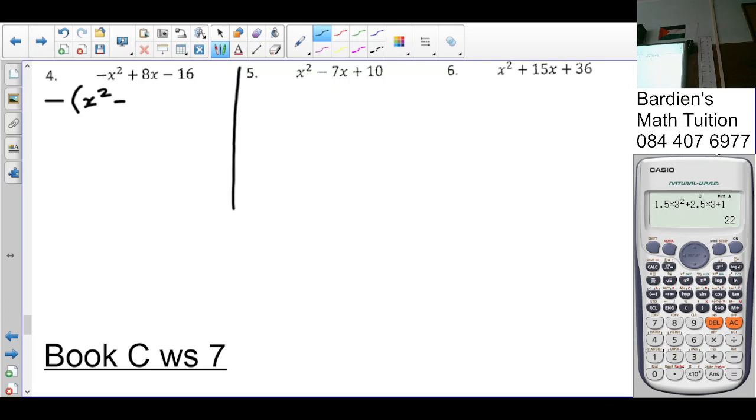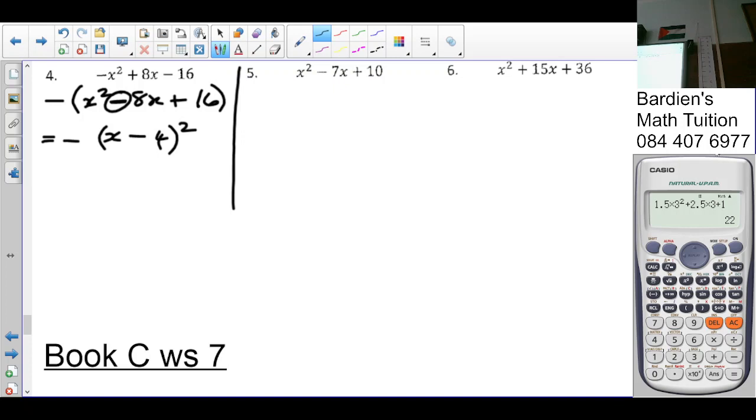X squared minus 8x plus 16. What's the square root of 16? 4. What's the square root of x squared? X. What is x times 4 times 2? 8x. And that's in the middle there. Can you see that? So what does that make this trinomial? Perfect square trinomial. So that's going to give us negative on the outside. Then I'm left with the square root of x squared, x, minus, if that had to be a plus, I would have put in a plus in the middle, 4 squared.